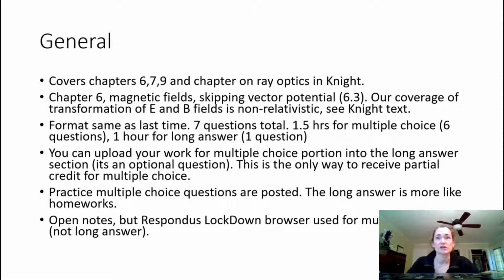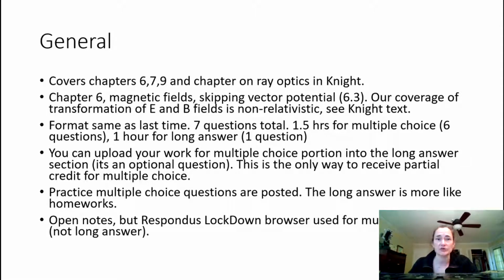I've posted some practice questions, and that's for the multiple choice part. Of course, it reviews a lot of good topics, but the long answer is going to be more like your homework. So make sure that you understand everything that's in the homeworks and in the practice questions. The practice questions aren't necessarily comprehensive, okay? They don't cover relativistic transformations of E and B fields, for example. I think they get most else, but they can't cover more involved questions, more involved theory.